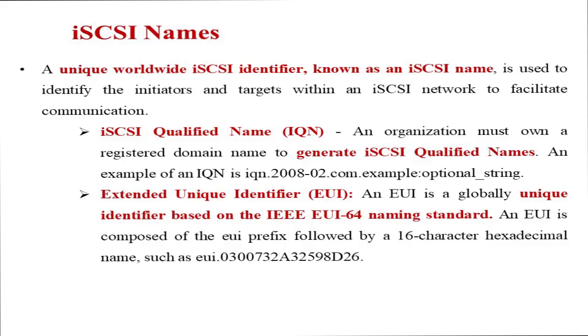Extended unique identifier. An extended unique identifier is a globally unique identifier based on the IEEE EUI-64 naming standards. An EUI is composed of the EUI prefix followed by a 16-character hexadecimal name such as EUI.0300732A32598D26.